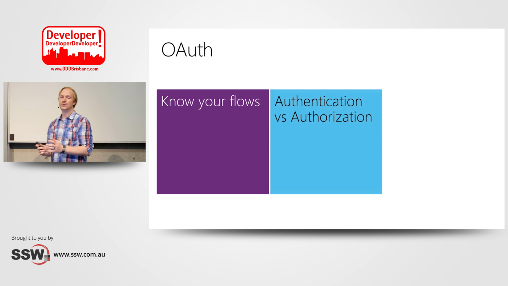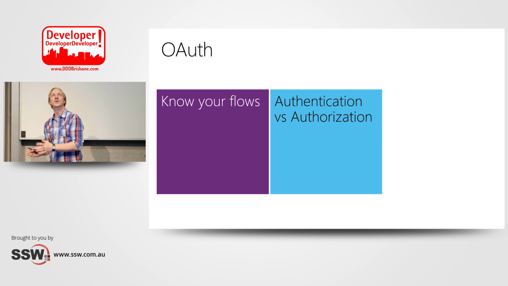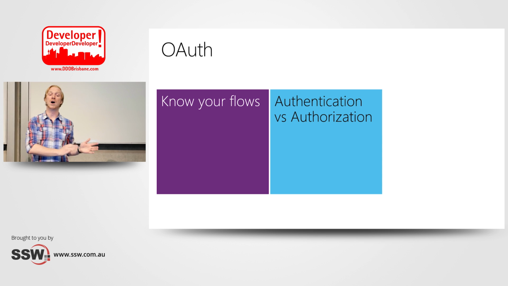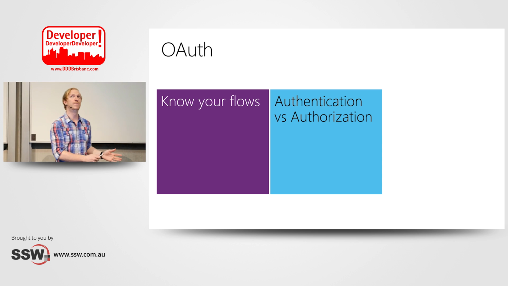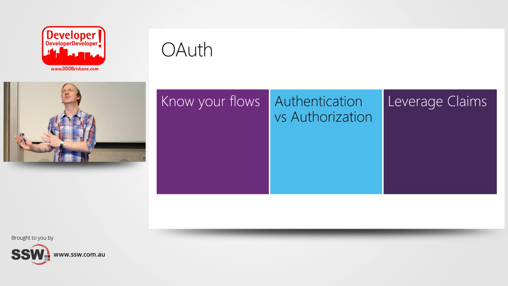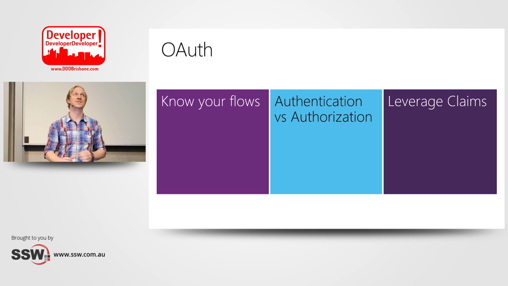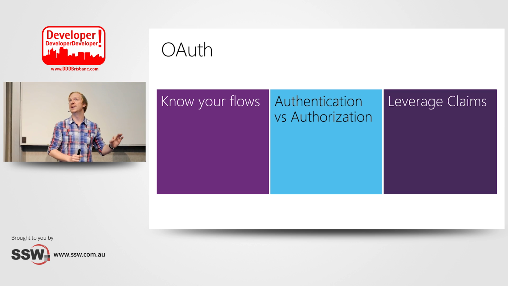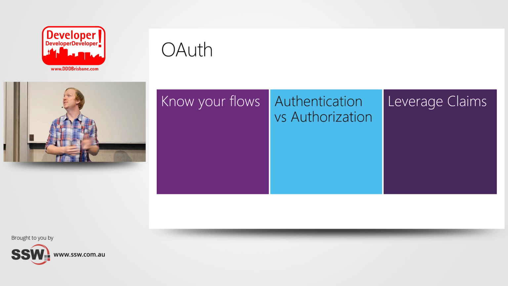You need to know your flows for OAuth. It's important to understand the distinction between authentication and authorization. And we want to be able to leverage our claims. Like we saw in the last demo, I can change a scope to read and write and then give you access to different parts of my API or my application.